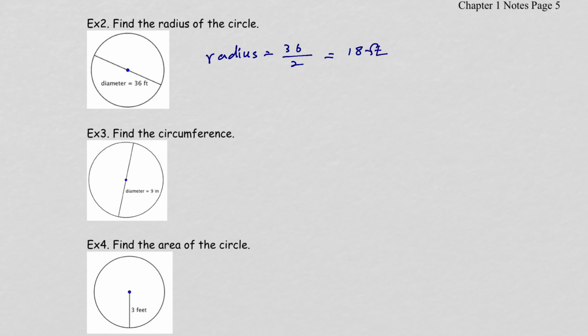So here, they want you to find the circumference. So remember the formula, right? When diameter is given, it will be pi times d. So it will be 3.14, which is the pi value, times the diameter. You end up getting 28.26 inches.